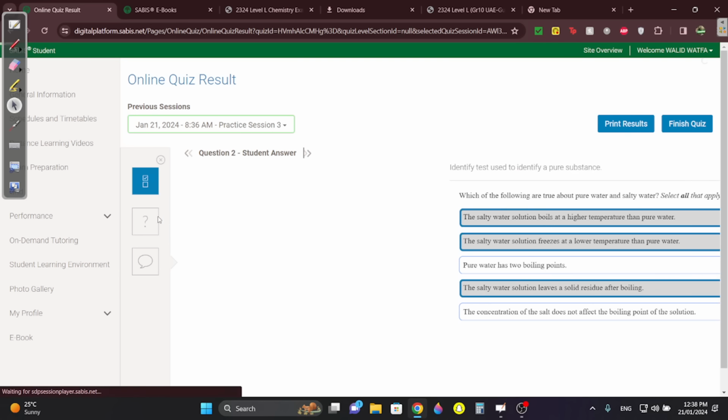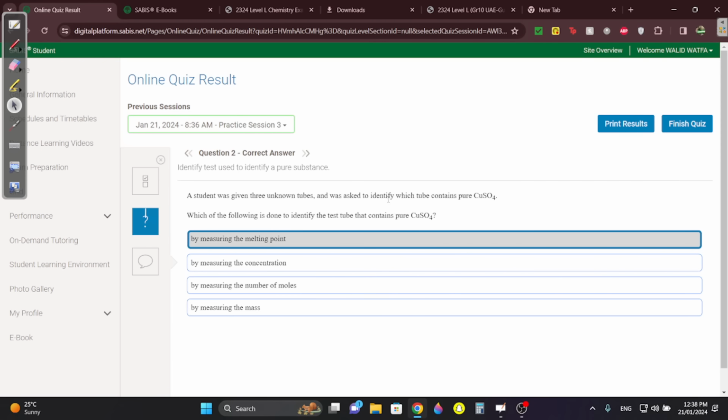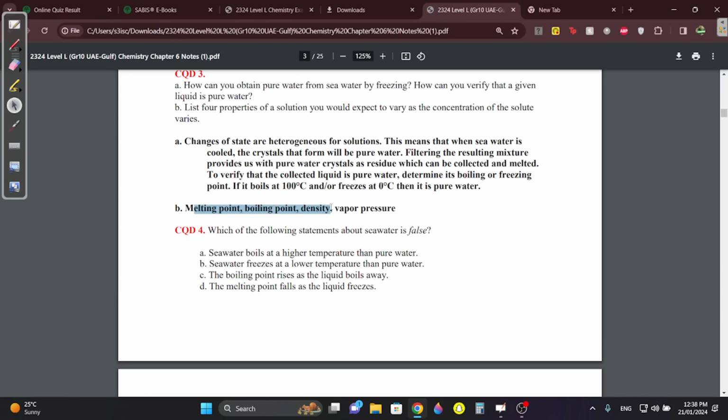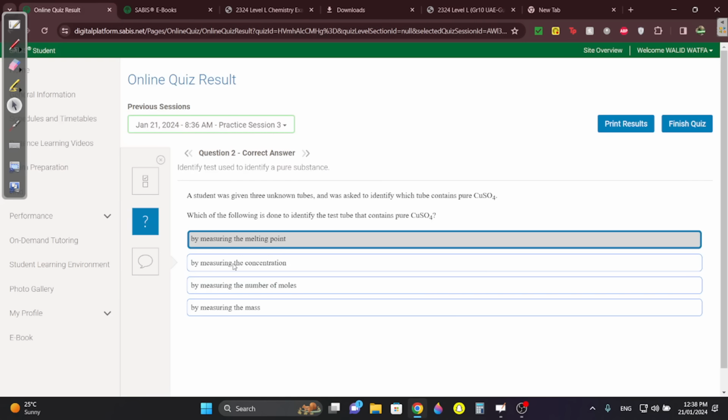Okay. Question two. A student was given three tubes and he was asked to identify which one contains pure copper sulfate. Okay. How do you know? Look, pure substances always have fixed constants. What are the fixed constants? They're in the notes, I think. Melting point, boiling point, density, and vapor pressure. So if you see any of these in the choices, they would be correct, but in this case, concentration can be different for copper sulfate. Number of moles, obviously, could be different because you could have different masses. And again, by measuring the mass, you could have different masses of copper sulfate. But one thing for sure, every pure copper sulfate has the same melting point.